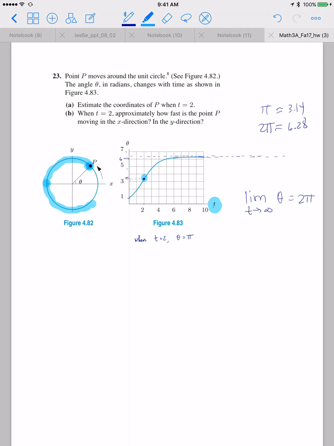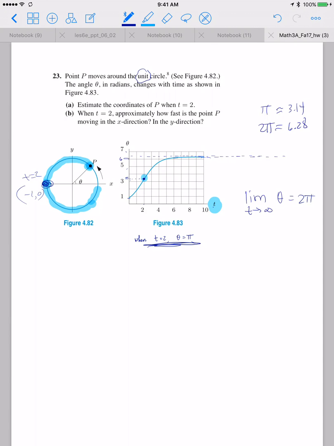But now, as it starts to reach 2 pi, it slows down. So it's going slower, slower, slower, slower. And it never actually reaches 2 pi. The limiting behavior of P is that P is approaching 2 pi. So let's answer this first question: estimate the coordinates of P when t equals 2. This point right here, t equals 2, is an important point. Theta is equal to pi, so we estimate that when t equals 2, our point is right here. And what are these coordinates? It's going to be negative 1 comma 0 because we're working with the unit circle.